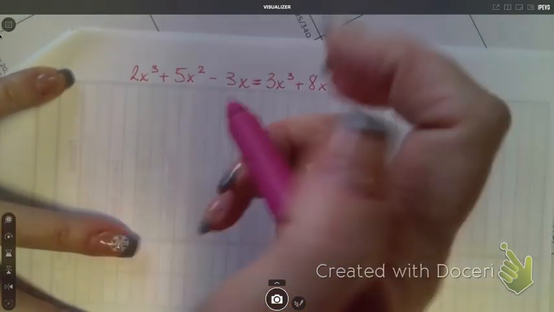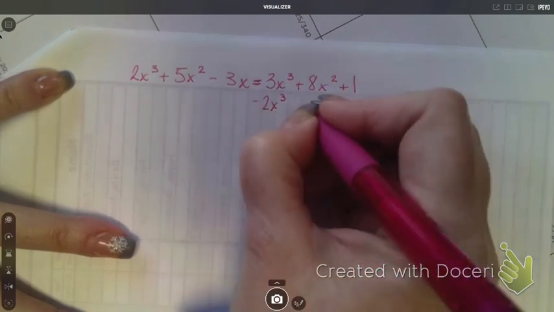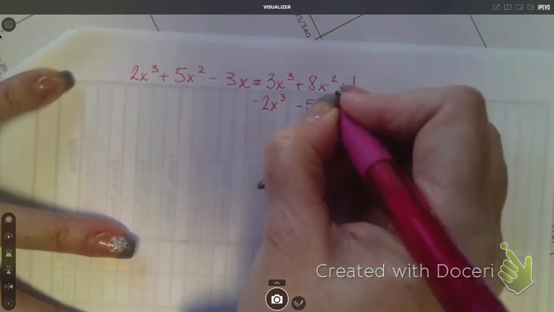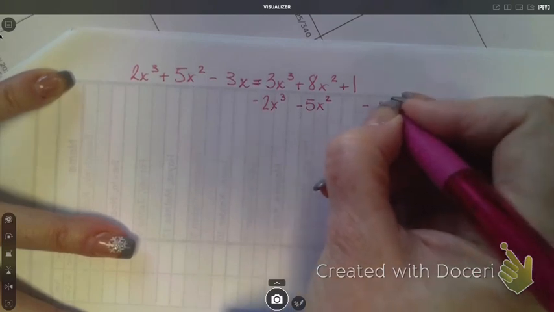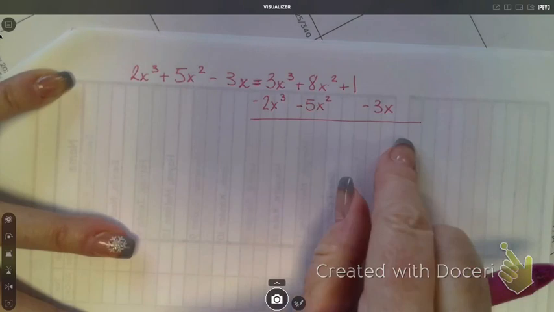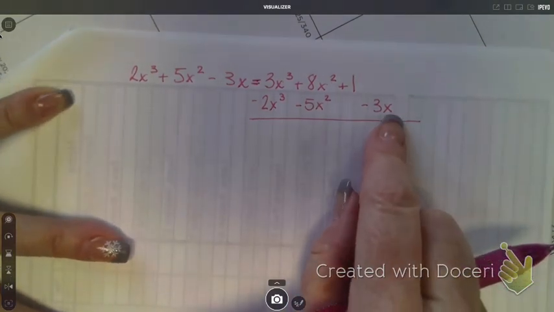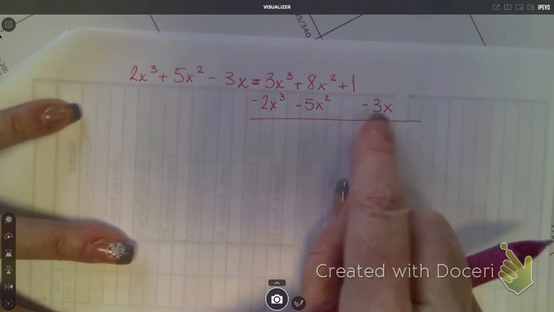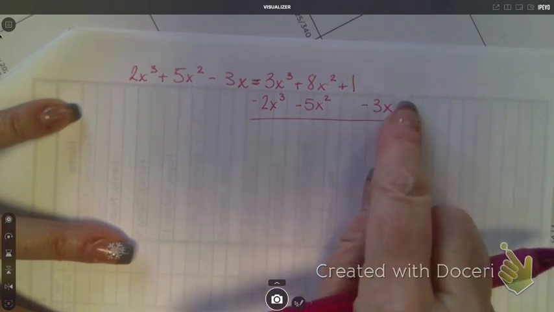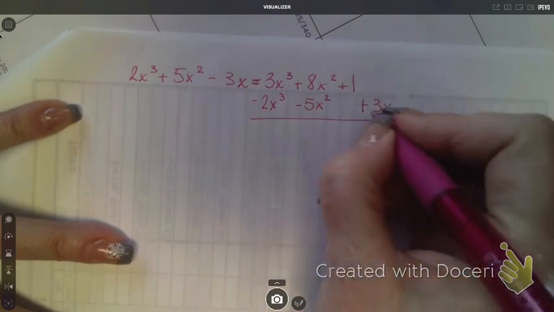So I'm going to move every single thing over here. So I'm going to minus 2x cubed, minus 5x squared and minus 3x. And you notice I moved the 3x to the outside. Why did I do that? Austin, do you know why I did that? Why I wrote the 3x over here? Are you adding 3x? Oh, yes. Do you know why?